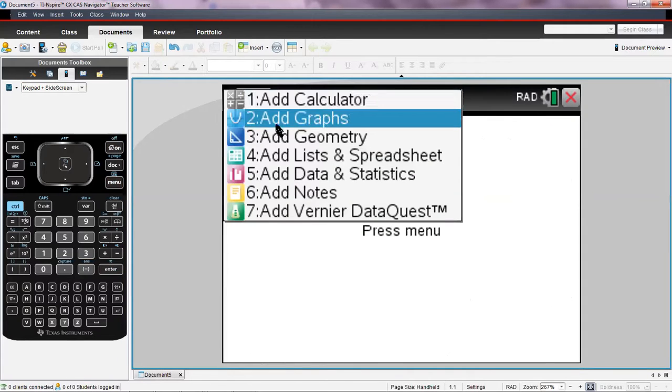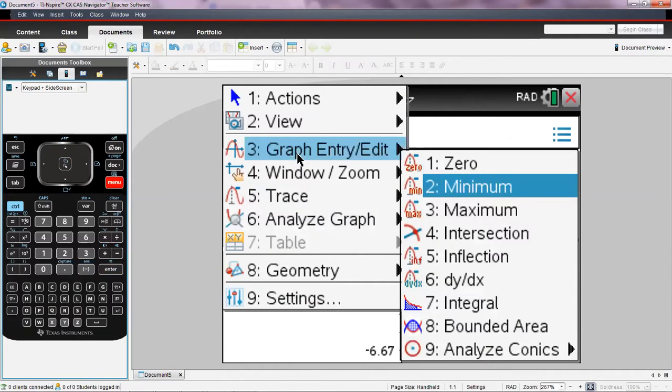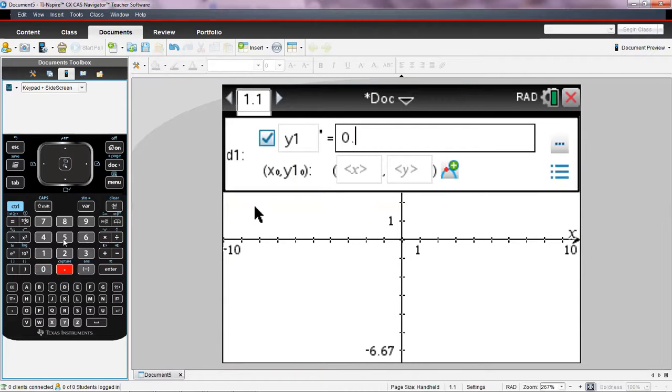I don't save. Add the graphs. And then I use differential equations, right? Graph N3, differential equation. And then I put 0.5y. Okay. 0.5 times y.